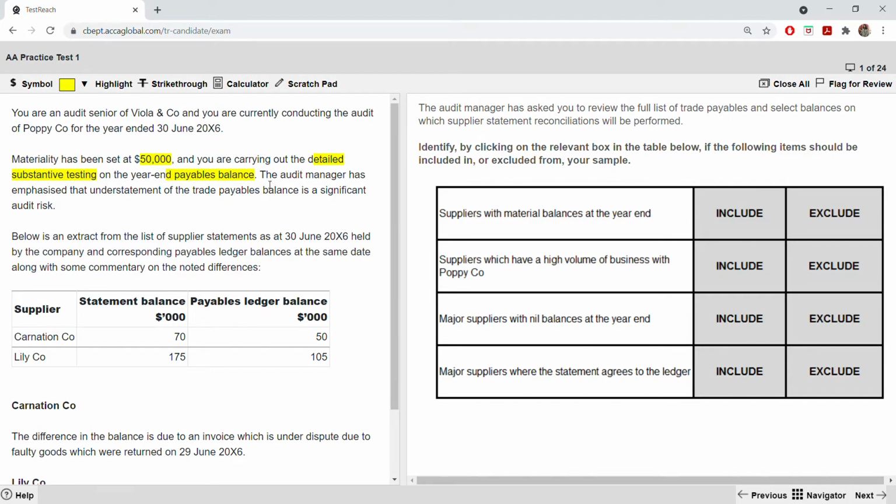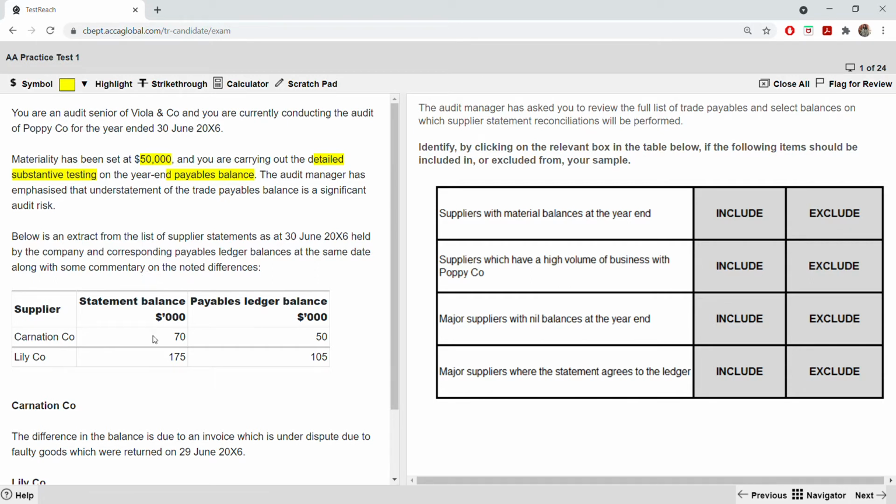Okay, so let us start. The audit manager has emphasized that understatement of the trade payable balance is a significant audit risk. Below is an extract from the list of supplier statements held by the company and the corresponding payable ledger balance of the same date, along with some commentary on the noted differences.